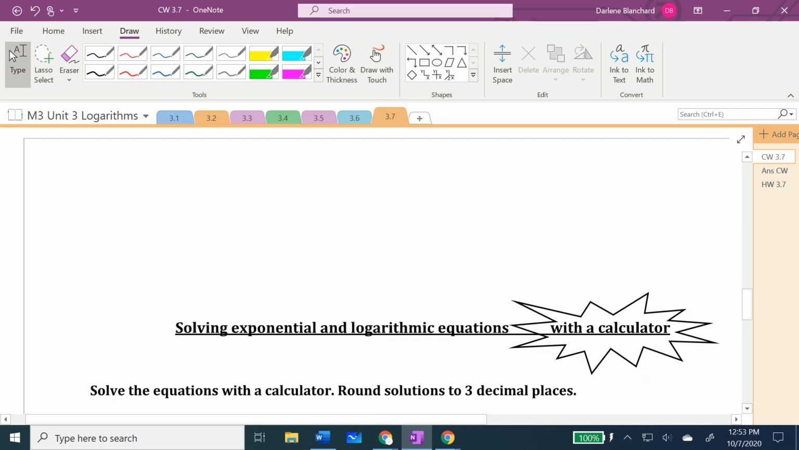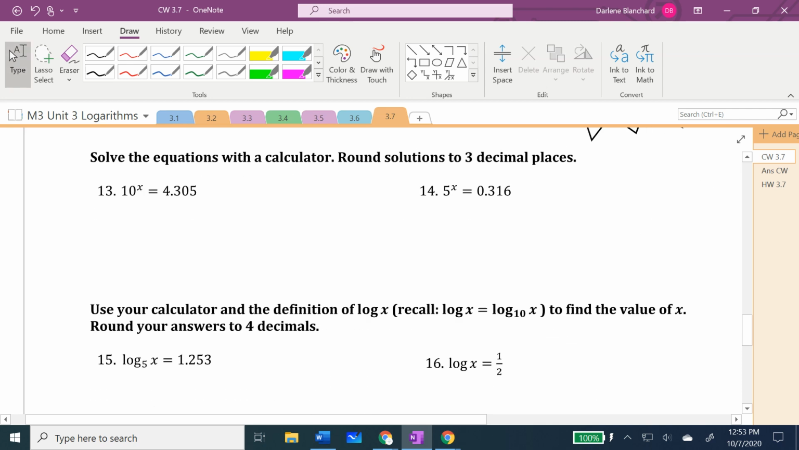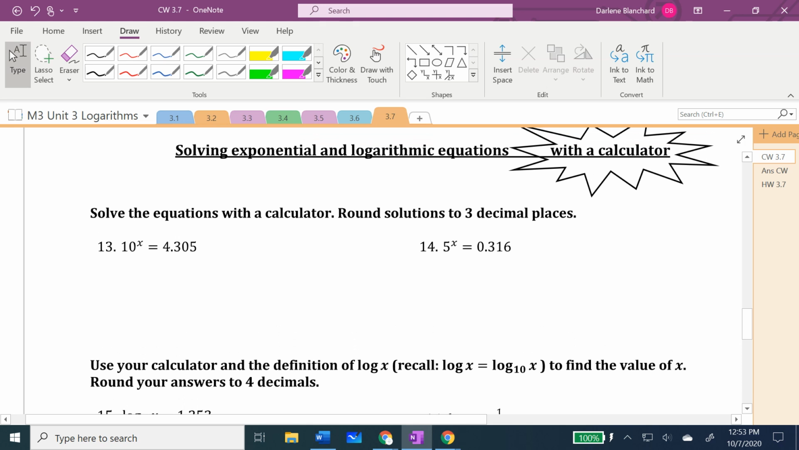and I'm going to move down to numbers 13 and 14, because I want to make sure you're clear about exponential equations. And okay, hold on. Let me get my words together.